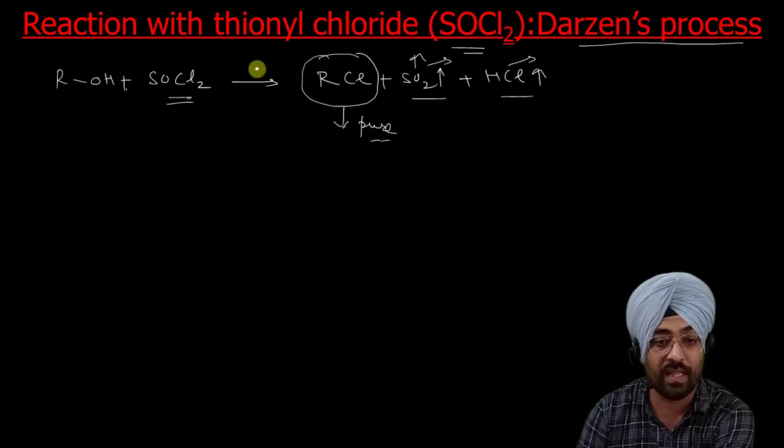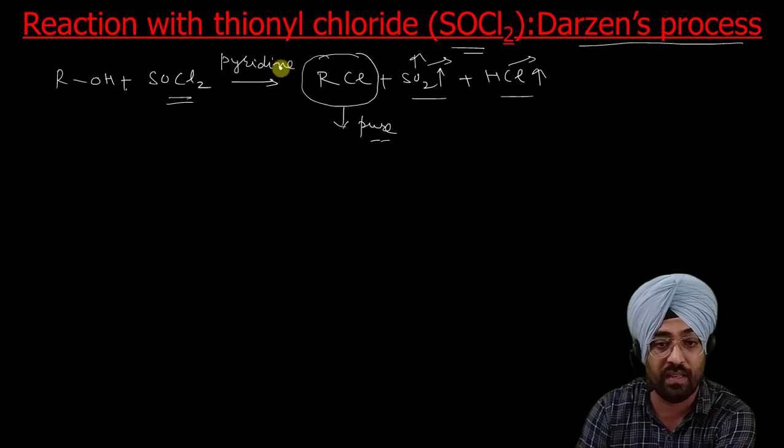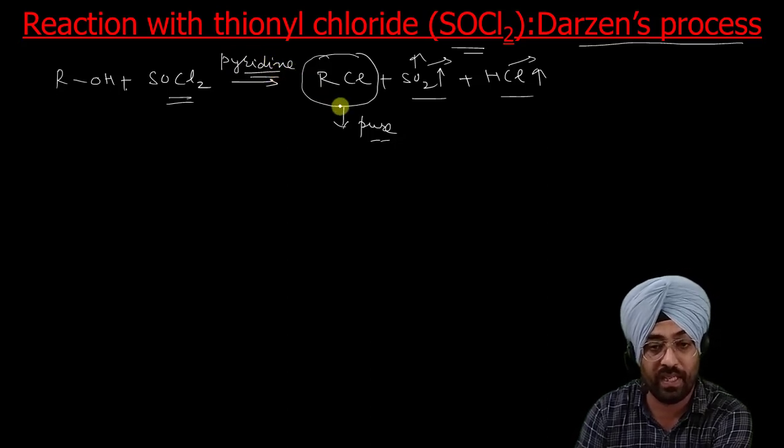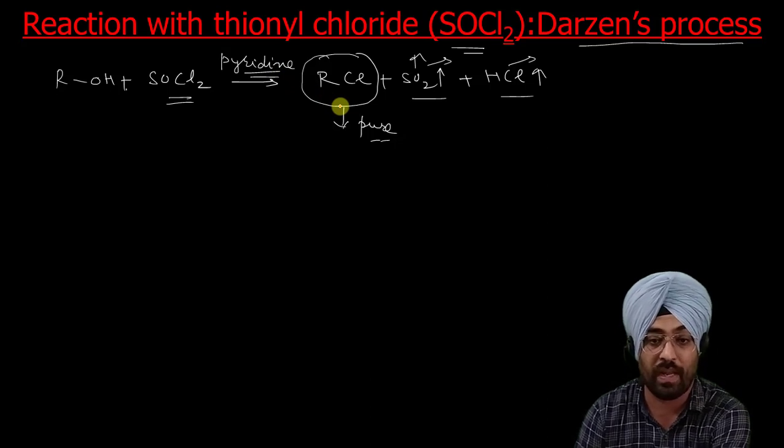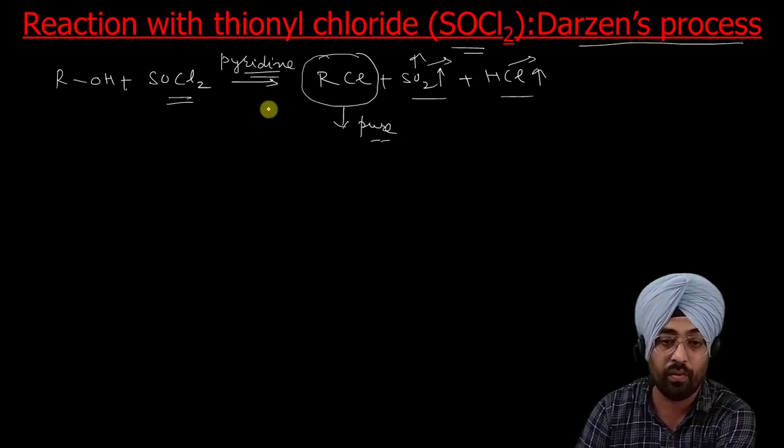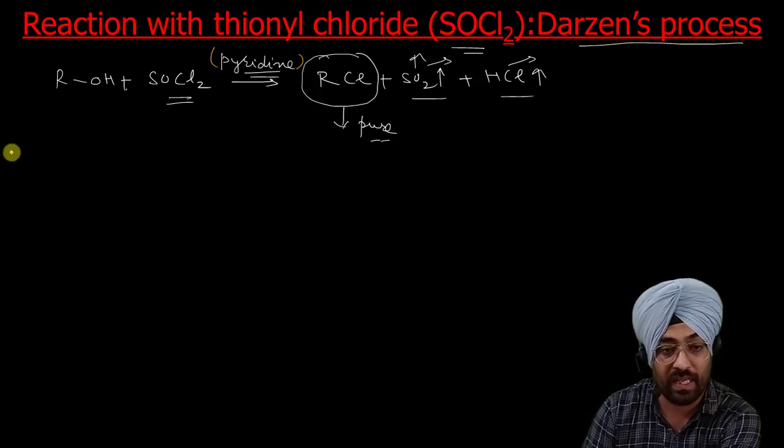Now let us try it, and this reaction generally takes place in the presence of a base, pyridine. Why we require the base pyridine, I will discuss with you. First let us write the mechanism, then we will be able to know why pyridine is required in this reaction. So the mechanism is quite easy.